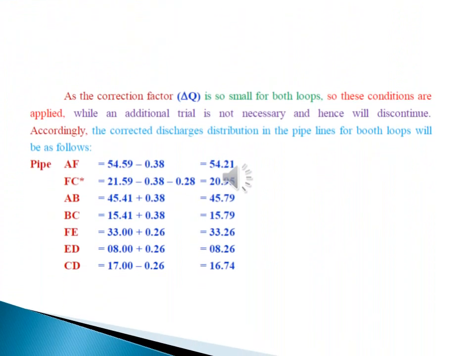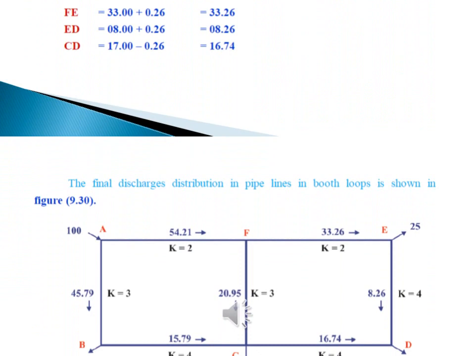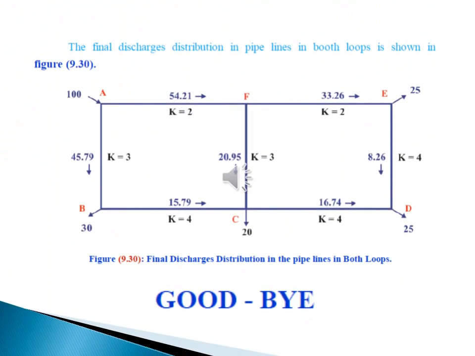Look, my dear, as the correction vector delta Q is too small for both loops, the stopping conditions are applied. Hence, an additional trial is absolutely not necessary. Accordingly, the corrected discharge distribution in the pipelines for both loops is concluded as shown in front of you. Finally, the figure shows the final discharge distribution in the pipelines in both loops. Goodbye.